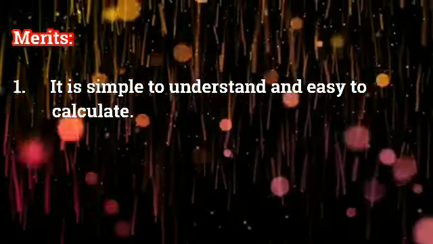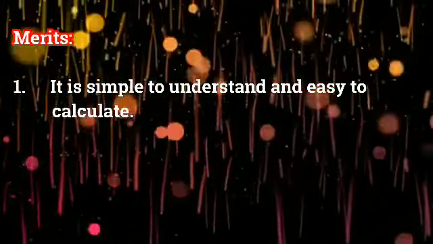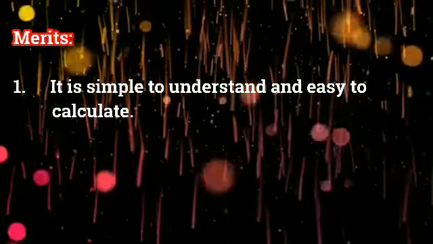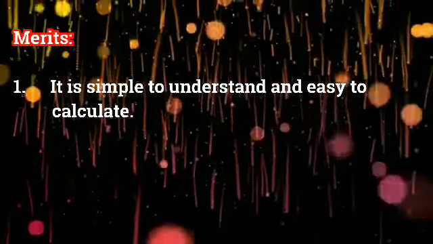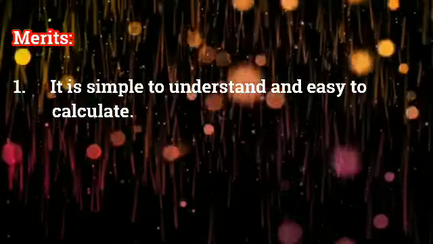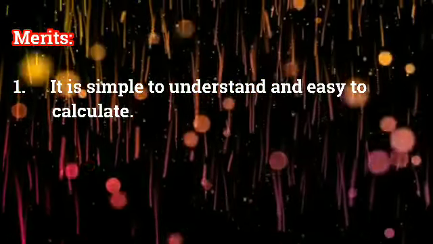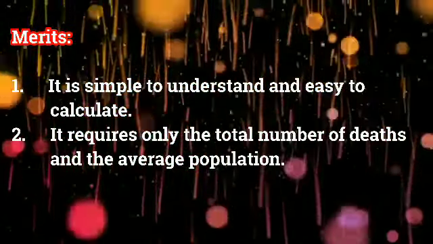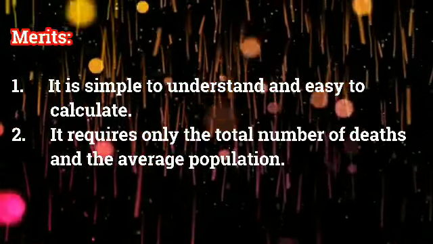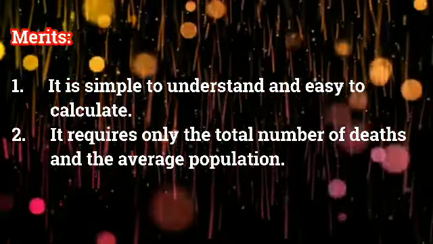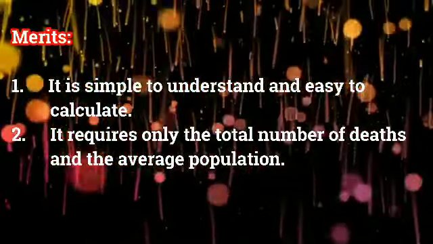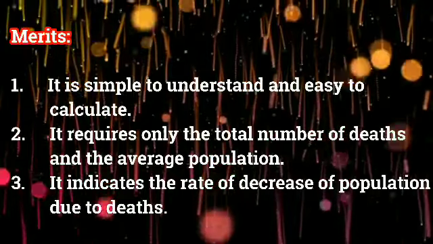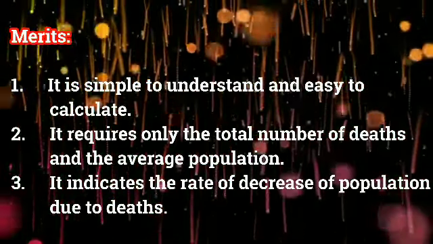Merits: it is simple to understand and easy to calculate. It is the simplest measure of finding the mortality rate. Only based on the death and the total population, easily you can compute CDR. Second, it requires only the total number of deaths and the average population. So only based on these two values, you can compute the CDR value. It indicates the rate of decrease of population due to deaths.